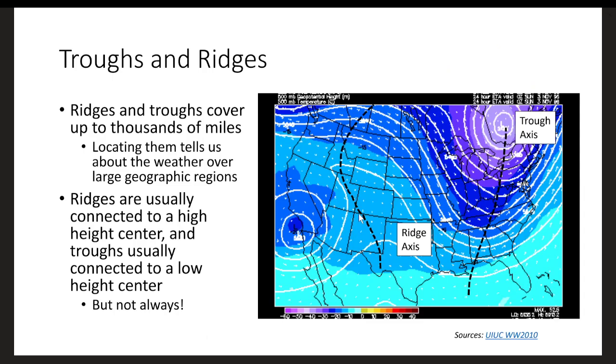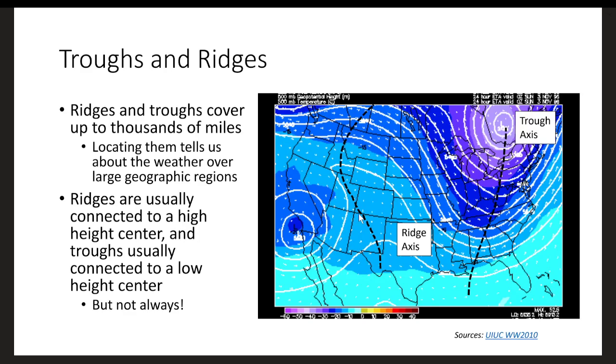So, ridges and troughs can cover several thousand miles. I would say 1,000 miles is about right, maybe a little less. It just depends on how steep your ridge and trough is. But it can tell you what the weather's going to be like over large geographic regions. These ridges are usually connected to a high height center, and troughs are usually connected to a low height center. Not always, I guess. Usually, for the most part.